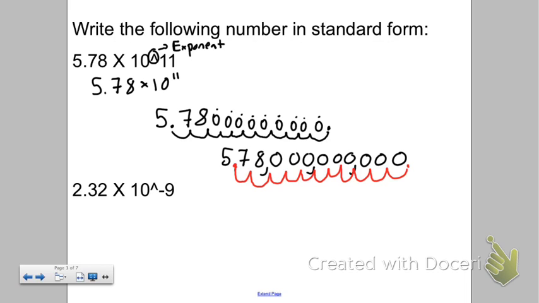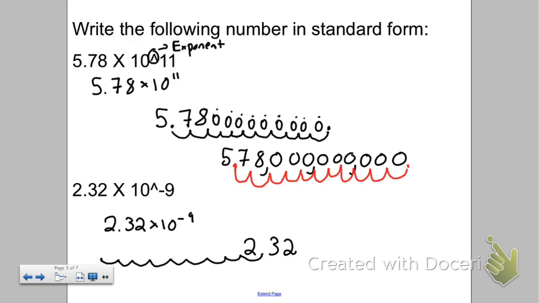The second problem, 2.32 times 10 to the negative 9th power. Again, I can rewrite this as 2.32 times 10 to the negative 9. Since I have a negative exponent, I know that my number is going to have to be very small. So I can rewrite my number, 2.32, and since it's a negative, I'm going to move my decimal 9 places to the left. 1, 2, 3, 4, 5, 6, 7, 8, 9. My new decimal point ends up here.